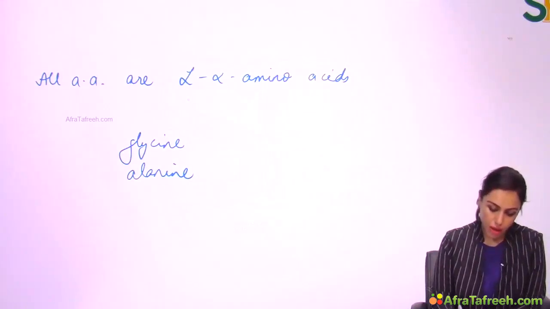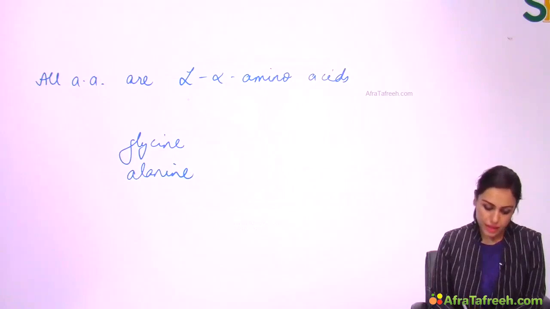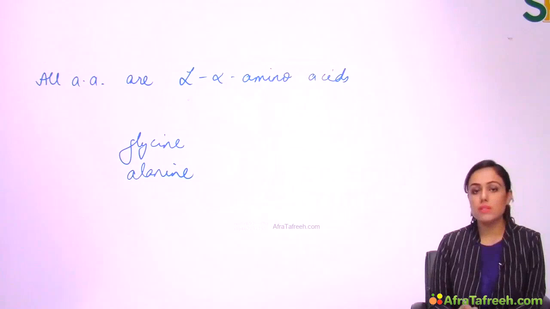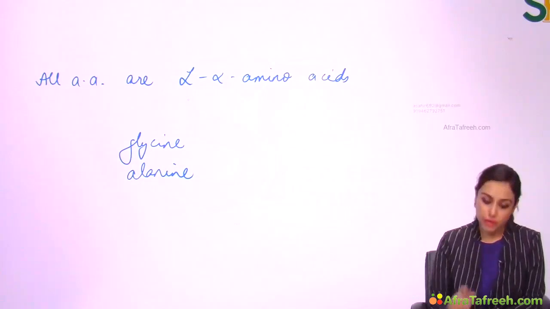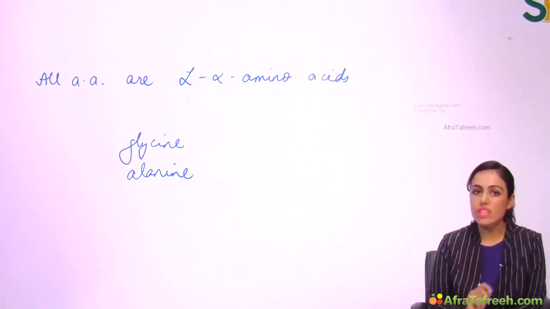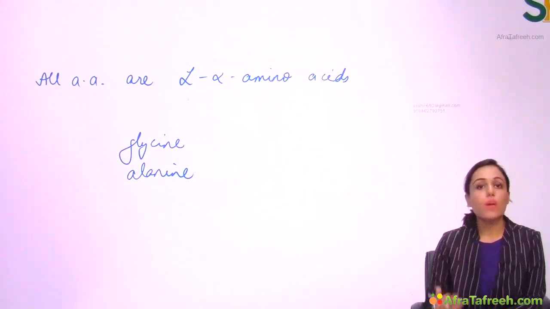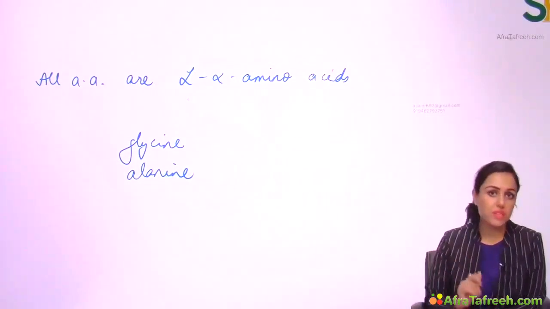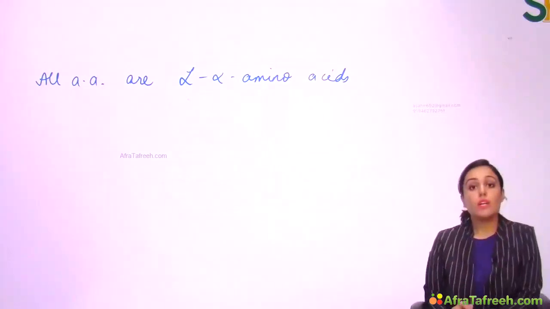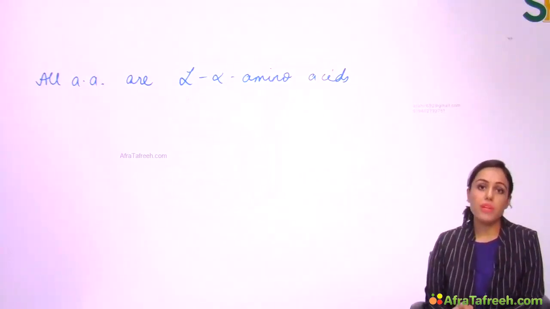acids are L-alpha amino acids. L-alpha amino acids. What that means, let's say I write the name of any amino acid, glycine, alanine. See, we are not mentioning it as L or D, we are not mentioning it as alpha, beta or gamma. When we are not mentioning, then obviously it is L, obviously it is alpha, right? Because this is the way it is present in proteins. L-alpha amino acid form of amino acid is present in proteins.